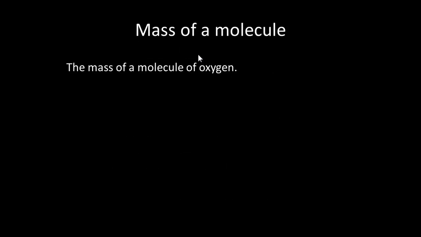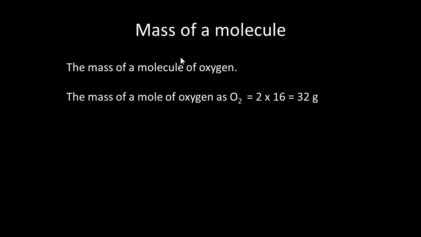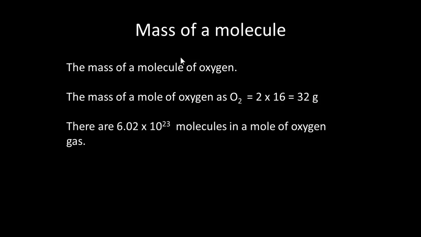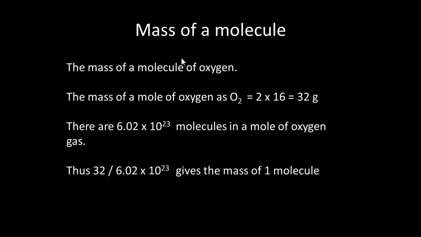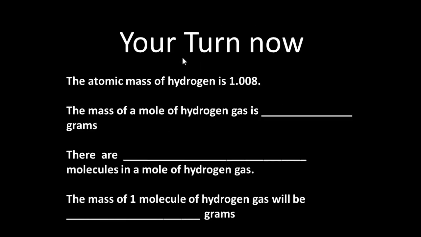Now let's look at calculating the mass of a molecule. Let's take oxygen for a start. We know that the mass of a mole of oxygen, it's O2, is 2 times 16, that's 32 grams. We know how many molecules there are in that mole, 6.02 times 10 to the power of 23. So if I divide one by the other, divide my 32 by 6.02 times 10 to the power of 23, that gives me the mass of 1 molecule, which works out as 5.32 times 10 to the minus 23 grams.